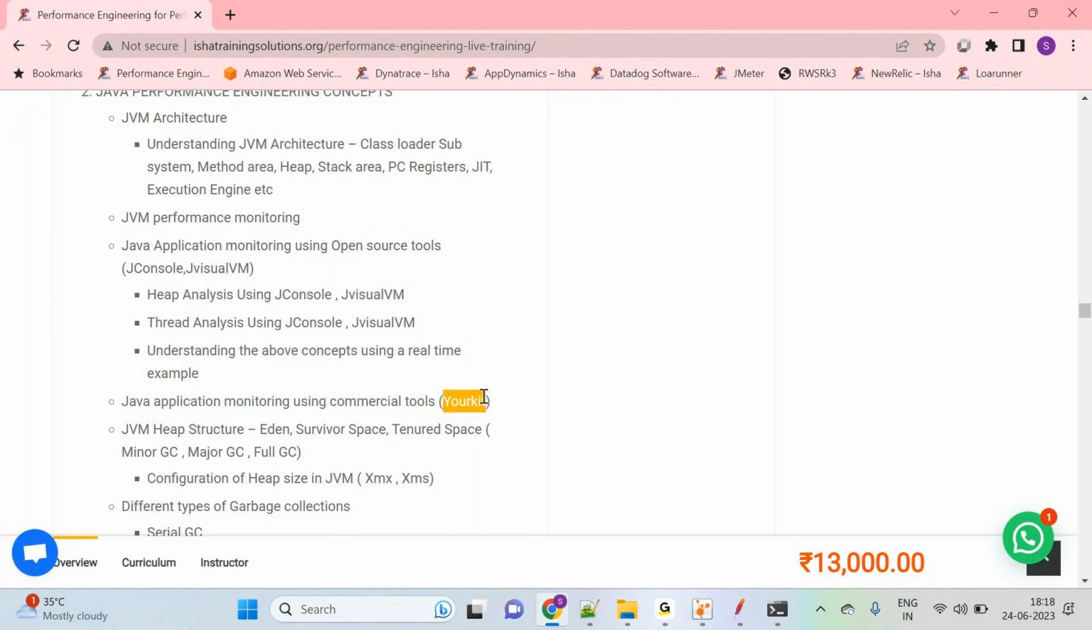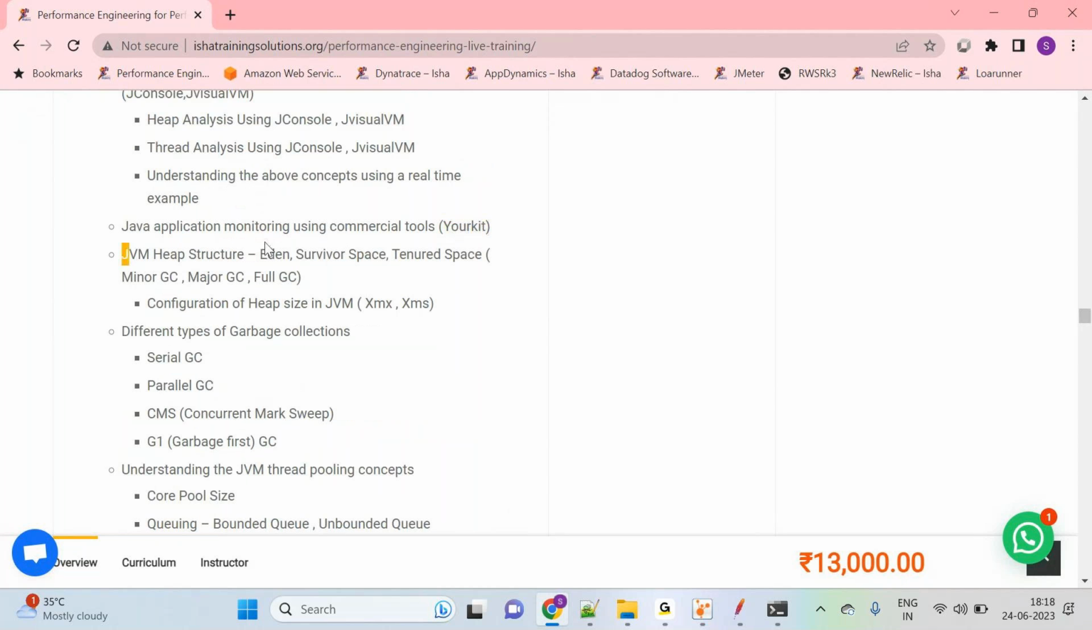And then the JVM heap structure. How garbage collection happens in Java, we are going to discuss in detail: what is Eden, what is Survivor, what is young generation, old generation, permanent generation, Metaspace, minor GC, major GC, like that. All detailed explanation we are going to do, guys.